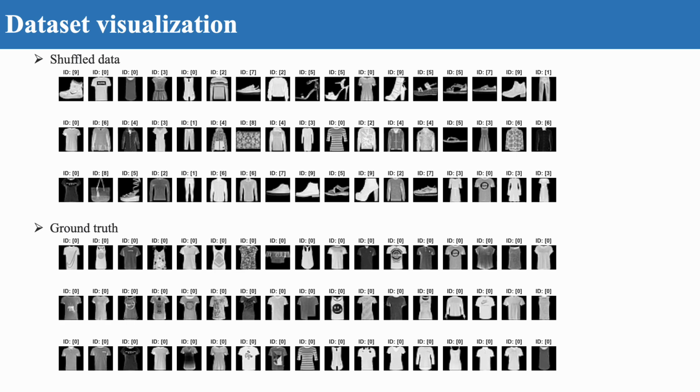Here, you see 51 randomly selected images from our 500 sample subset in shuffled order. On the bottom, the images are arranged by their true labels. A good embedding method should produce a similar ordering automatically like this.